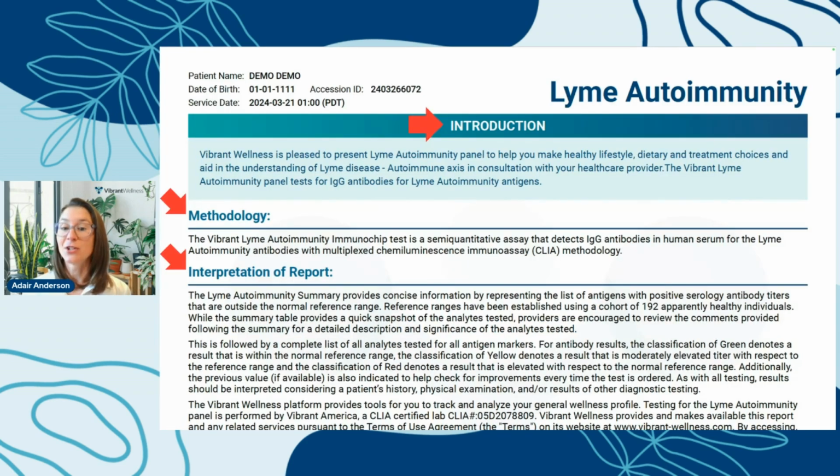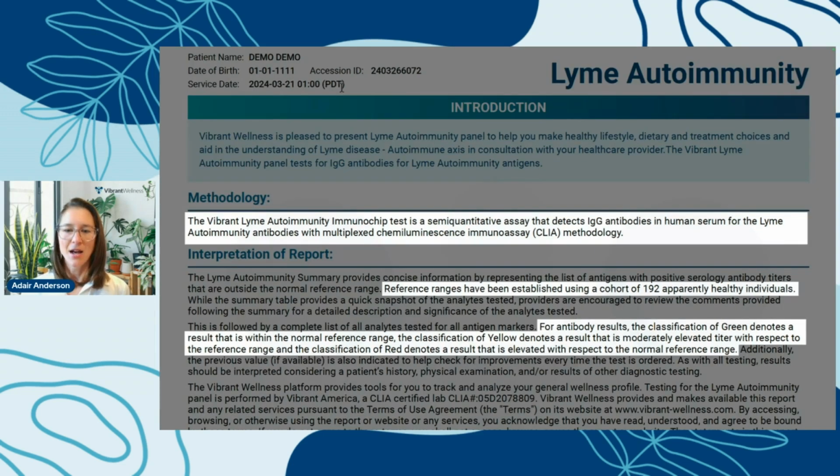The introduction page is where you can find the methodology and interpretation of the report, and I highly recommend reading this page, especially the part where it says, the Vibrant Lyme Autoimmunity Immunochip test is a semi-quantitative assay that detects IgG antibodies in human serum for the Lyme autoimmunity antibodies with multiplex chemiluminescence immunoassay methodology. And also the part where it says, reference ranges have been established using a cohort of 192 apparently healthy individuals, as well as the explanation of the color classification.